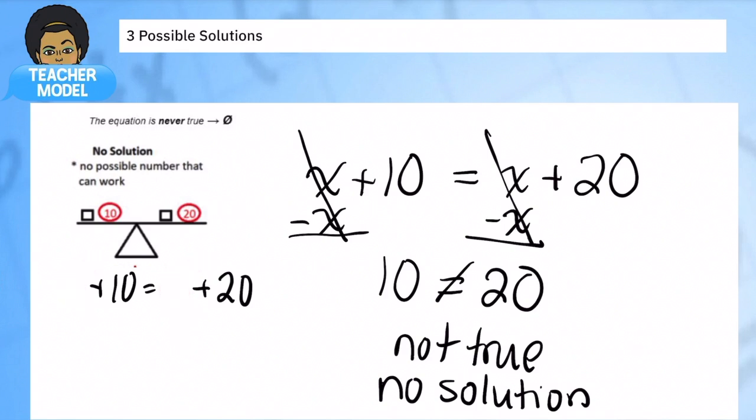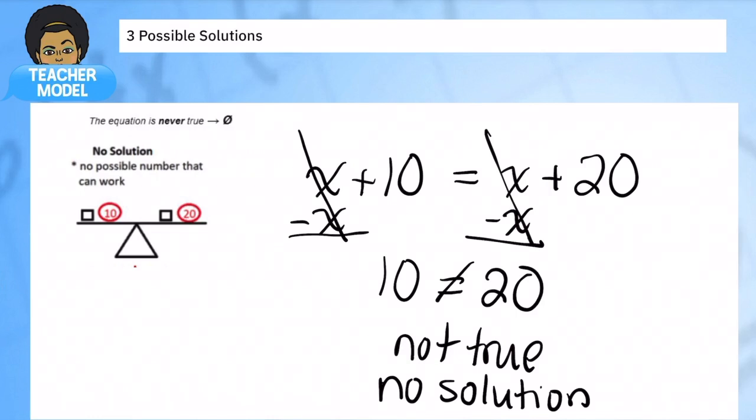15 plus 20, not equal. If it was 10, 20 plus 30, not equal. There is no valid solution. This is a case where our equation does not work. There is no solution. And when you work this type of problem out, you'll find that your x's do not work.